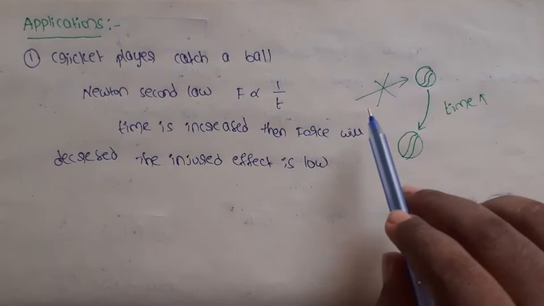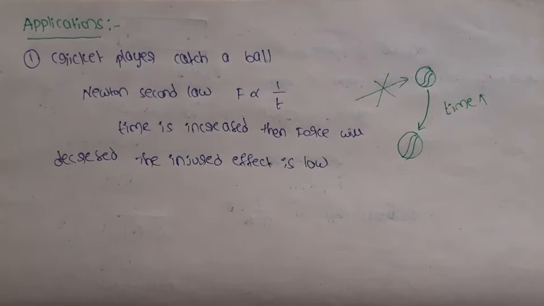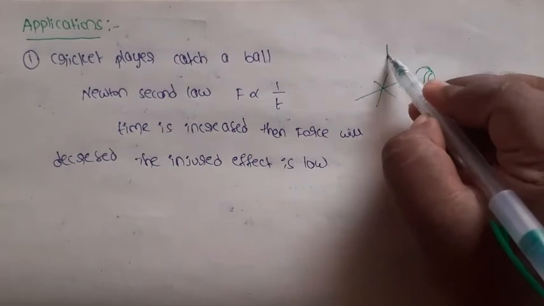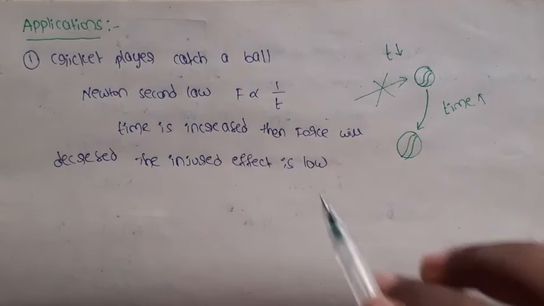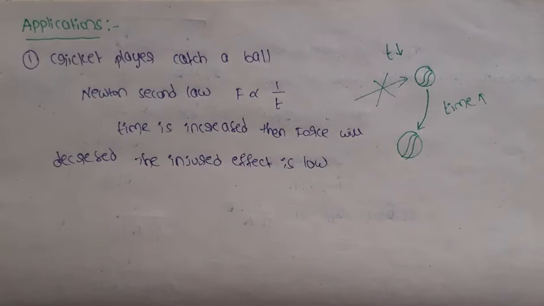For example, if the player directly catches the ball, what happens? The time will decrease. If the time is decreased, the force will be increased. That force will cause the injury effect to be high. So the player feels pain while catching the ball. That is why every cricket player, while catching a ball, drags his hands back: to decrease the injury effect to the hands.